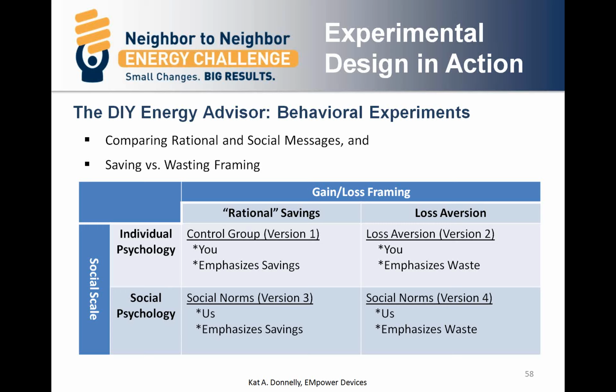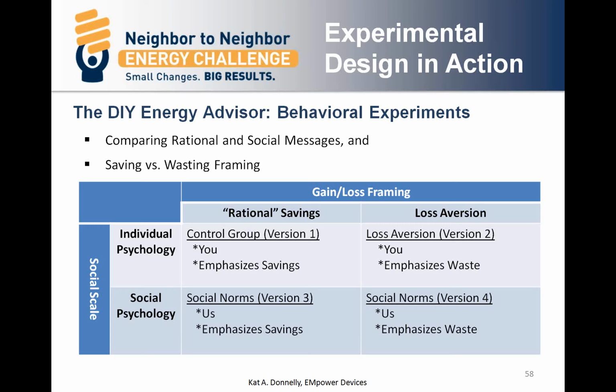What Kat has designed is, on both the social scale and on the gain-loss framing, a 4-cell test, an ABCD test, where the control group is the version 1 group, where we're really gearing the message towards you, the individual, and we're emphasizing savings, so that's the rational savings message, versus in version 2, it's more of, again, you, but a loss aversion, so we're emphasizing waste.